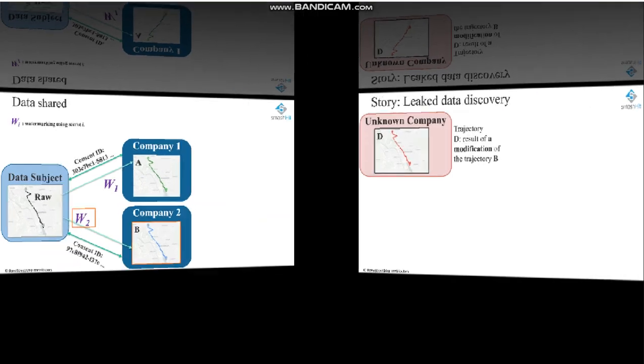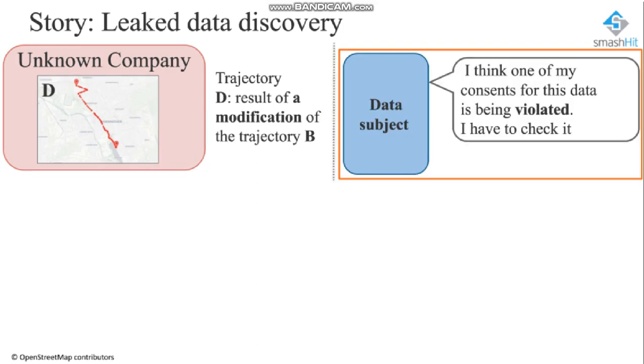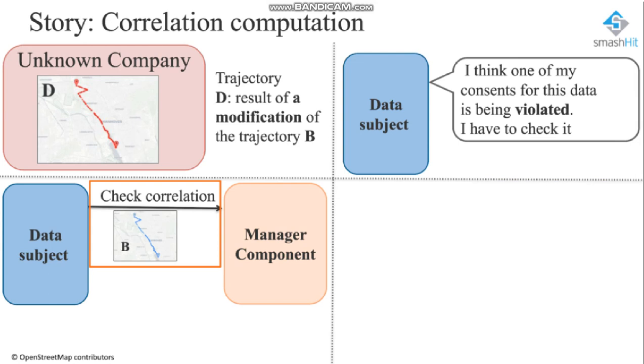Sometime later, the data subject recognizes his path from work to home used by an unknown company, not present in any consent that was granted. Given this discovery, the data subject wants to understand from which consent granted the data was leaked in case there was a leakage. For this purpose, the data subject uses the data from the unknown company, and the secrets used to induce watermarks in each of the shared trajectories data, to check whether the data contains one of the watermarks.